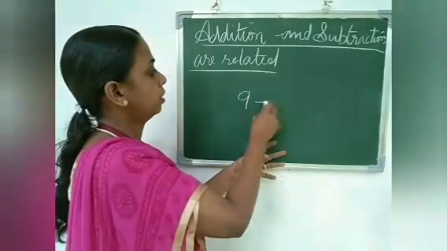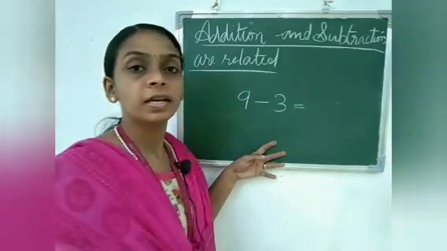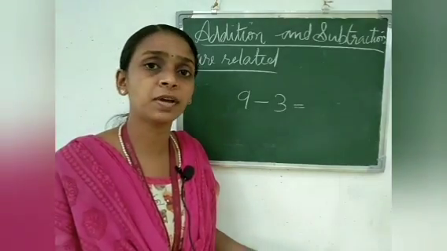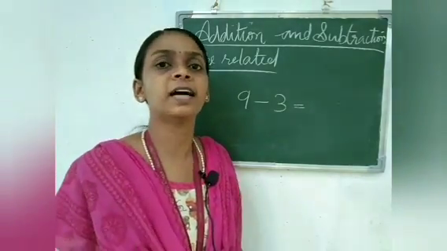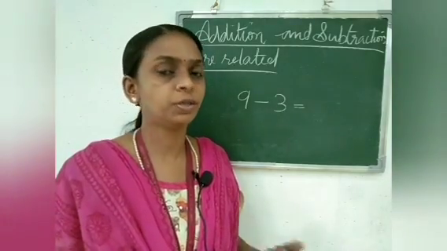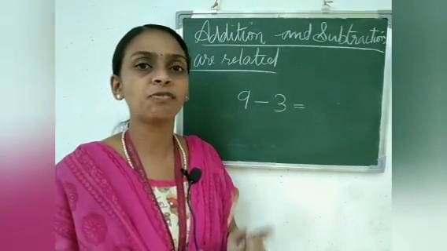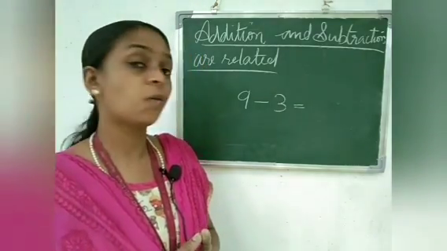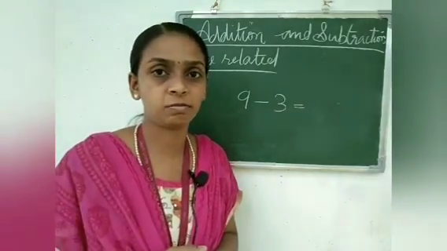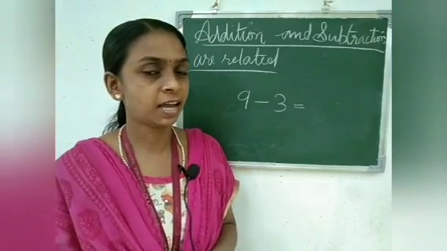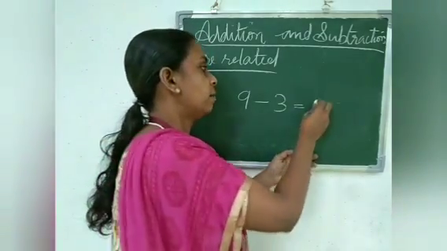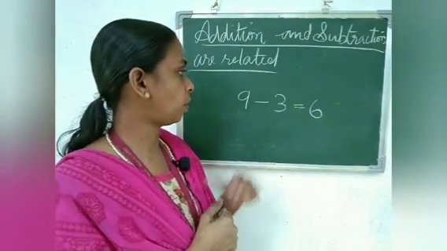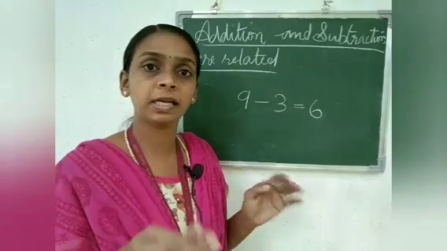So here I am writing one subtraction problem: 9 minus 3. So what is 9 minus 3? It is very easy for you because we studied the subtraction of two-digit numbers, and this is the subtraction of a one-digit number. So tell me, all of you tell me, 9 minus 3 is what? 9 minus 3 is 6.